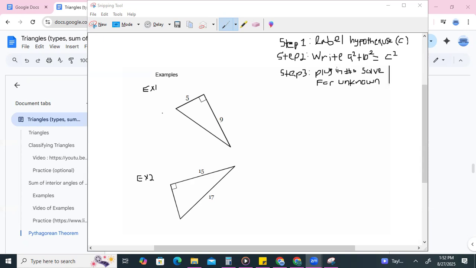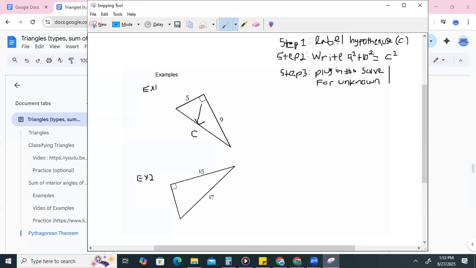So here we have a right triangle, and we know because we see the symbol here for the right angle. Step one, when you know two legs, is to label your hypotenuse. Remember, your hypotenuse is always across from your right angle. So step one, label your hypotenuse C. We're going to just write C over here. It's always across from your right angle.